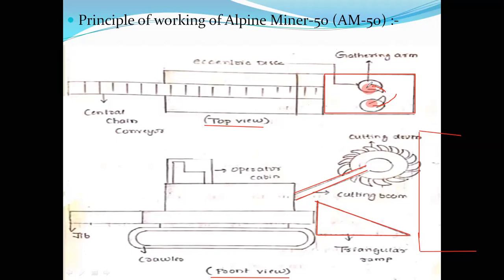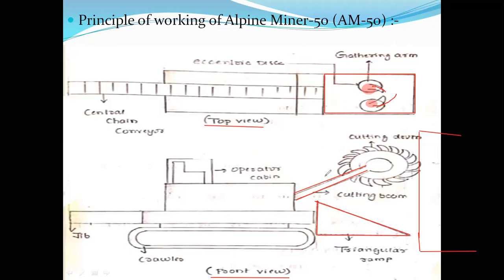If one lever is forward, the other one will be like this. When this comes inside, the other one goes out, so it is a to and fro motion. Every time one lever gathers the material, next time the other one gathers the material. That's why they are called gathering arms.